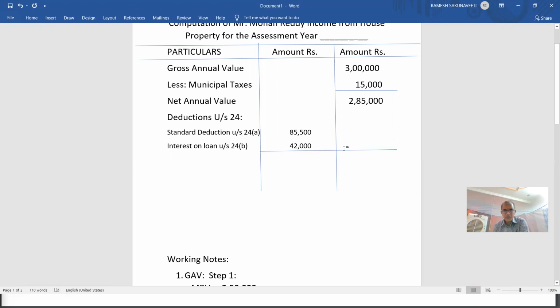Okay, right. Now you have to add these two amounts, and from NAV you have to subtract. So what is the value? If you add them, what is the amount? 1,27,500. Am I correct? Yes, sir. Please cross check. I may be wrong sometimes. And now you deduct.